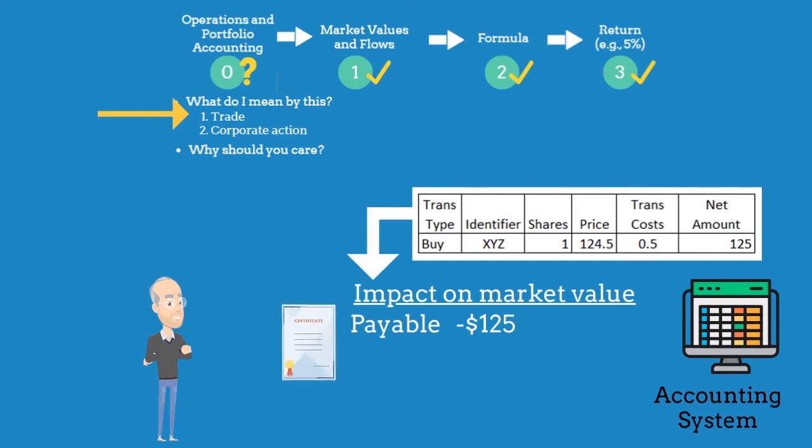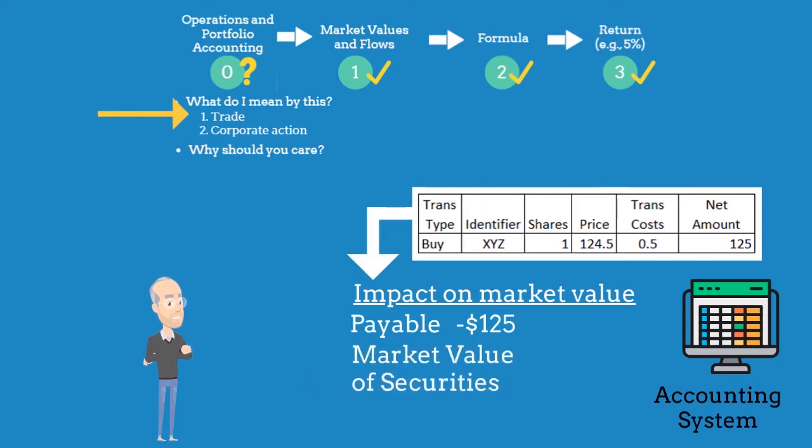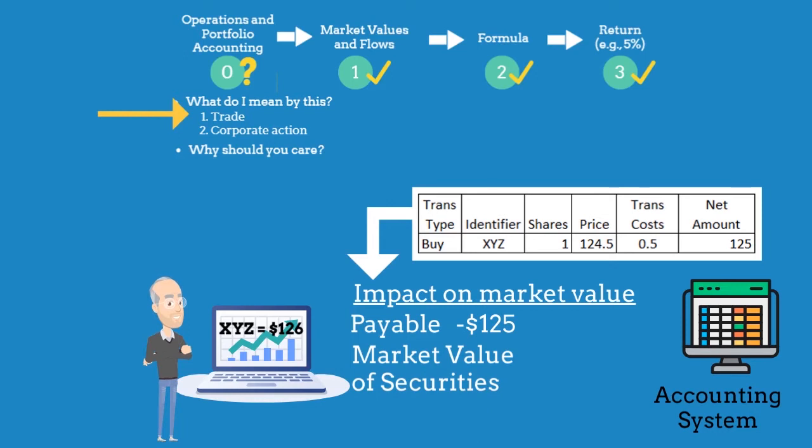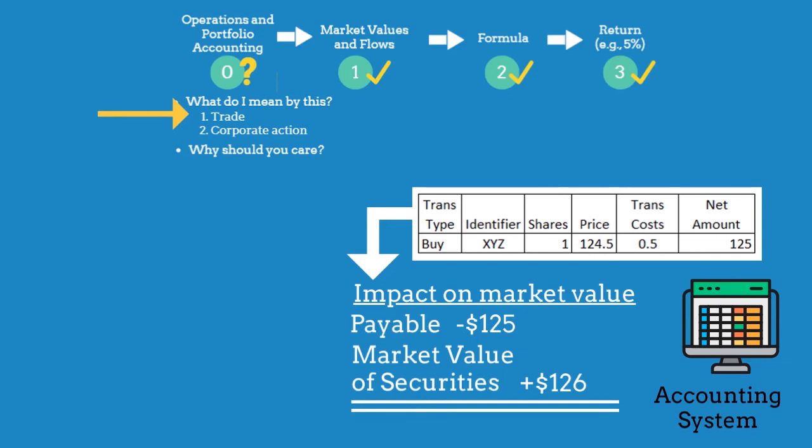Now you also own the stock, and that would be a positive value and would be dependent on the price of the stock. So let's say stock XYZ is worth $126 at the end of the day. And because we own 1 share, that means the market value of securities would be positive 126. So the total impact of this trade can be derived by summing these at the end of the day, which results in plus $1 or a gain of $1.